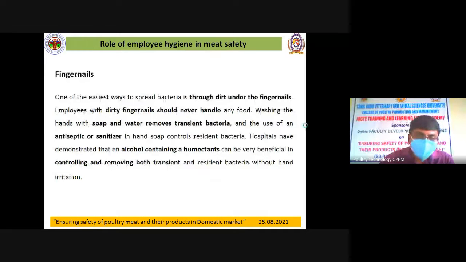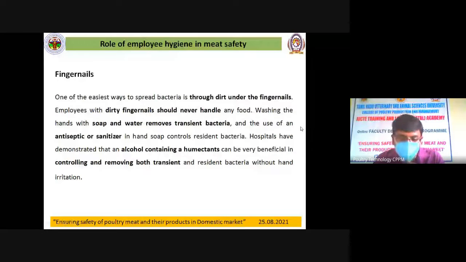And the next one is the fingernails. One of the easiest ways to spread bacteria is through the dirt under the fingernails. In between the finger and the nail, dirt will accumulate if your nails are not trimmed every week or often. Employees with dirty fingernails should never be allowed to handle food, as they will contaminate it and transfer the microbial organisms.